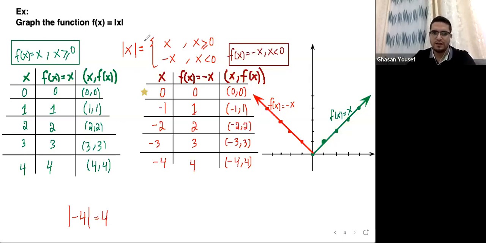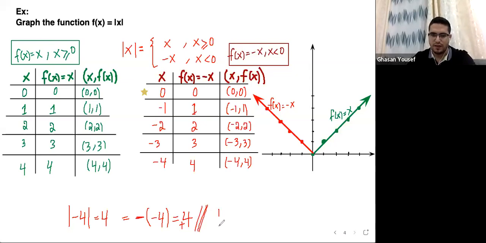How do I know that? By applying it inside this function. This function says if the number is less than 0, you have to multiply this number by negative. So minus 4 is less than 0. So I have to multiply this number by negative. So actually it equals negative times negative 4. Negative times negative is positive, and the answer becomes positive 4.